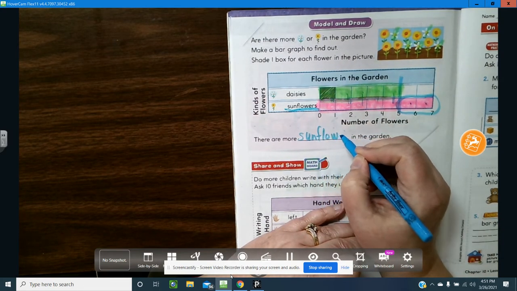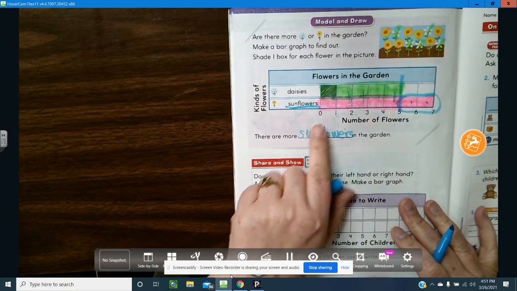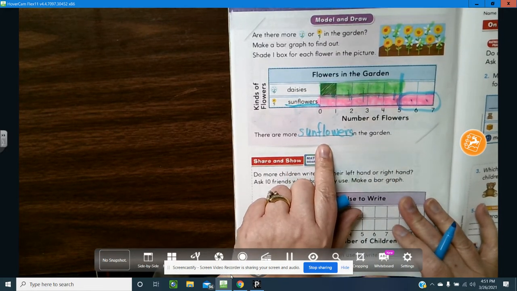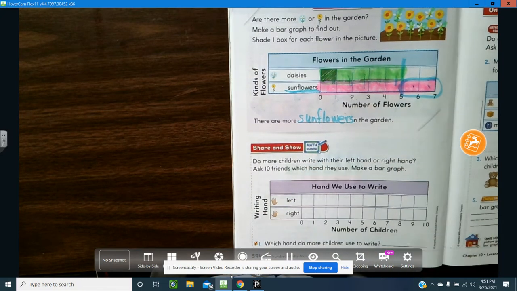It doesn't say to put the 2 there. Miss Hufford almost wrote the 2 on the line. It says there are more sunflowers in the garden. It wants to know what kind of flower was in the garden. But if we asked how many more, it would be 2.